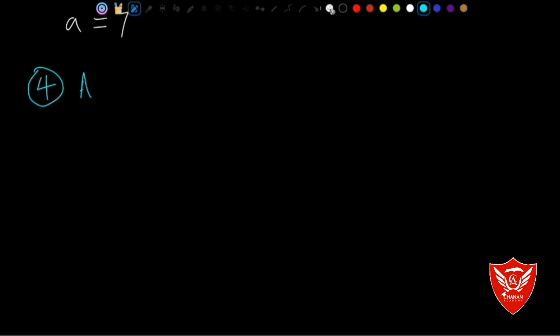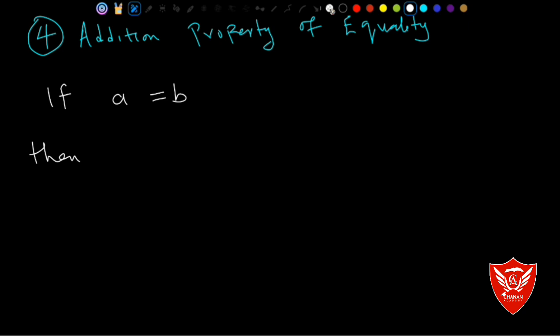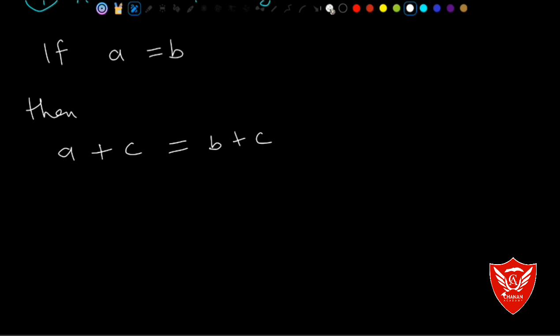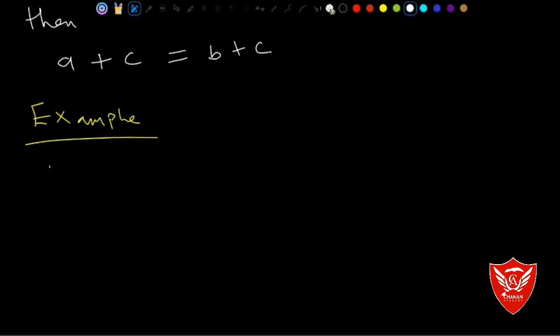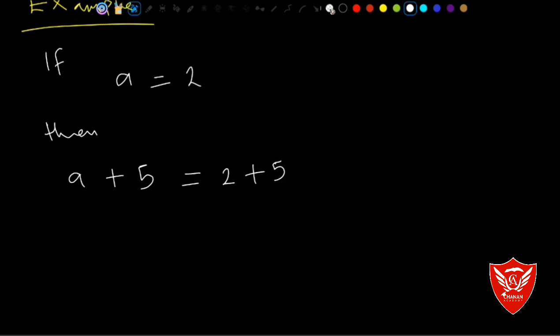Now the next one is the addition property of equality. The addition property of equality says if A is equal to B, then A plus C is equal to B plus C. Let's take an example. If A is equal to 2, then A plus 5 must be equal to 2 plus 5. So this is what the addition property of equality is saying.